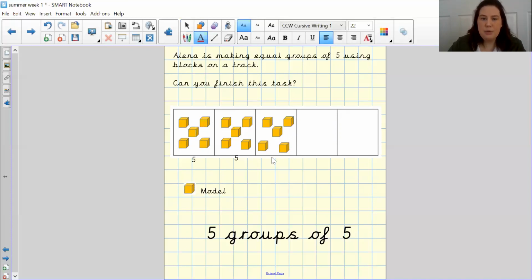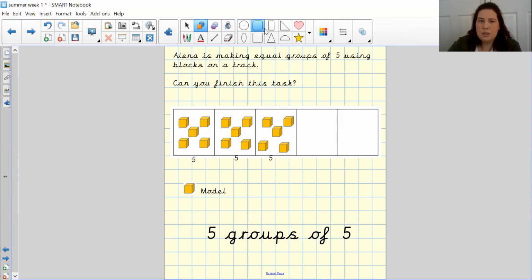What I'm going to ask you to do now is, I would like you to continue that number track to show 5 groups of 5. So on your piece of paper, I would like you to draw the first 3 out, and then continue with the last 2. Don't worry about drawing cubes. You can just draw squares. As easy as that, if it's easier for you. Okay.